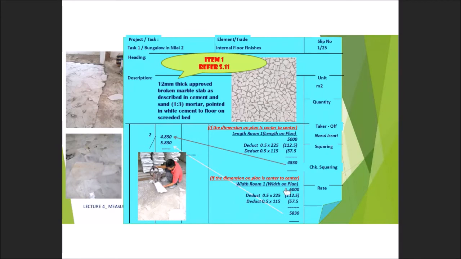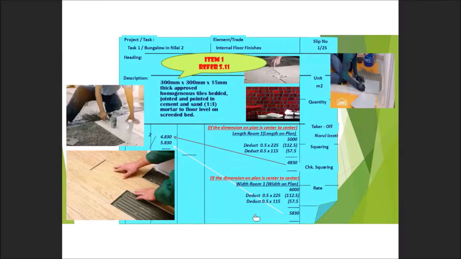The calculation can be taken from the screeding, or if you measure this one first, you have to show this dimension. If you measure the screed first, you have to take the quantity. You don't have to repeat all the calculation again. Okay, this is to show you the example of the broken marble. And then the second one, same category under S.11, but the size is different, 300 times 300. So this is the example for homogeneous tile.